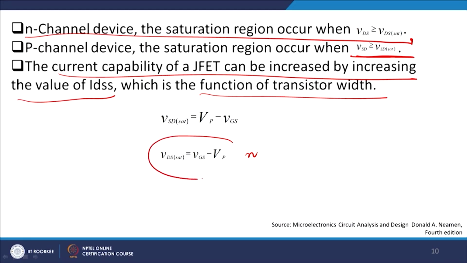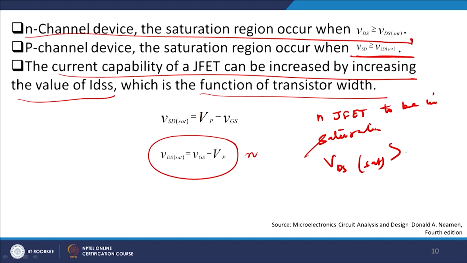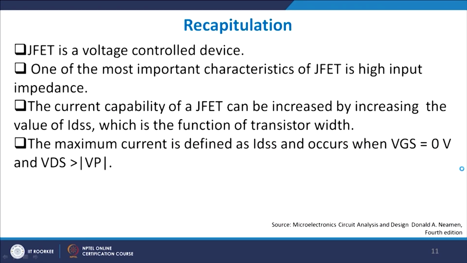As I discussed, for an N channel JFET, VDS sat should be equal to VGS minus VP, which means that for an N JFET to be in saturation, VDS should be greater than or equal to VGS minus VP. Please keep this in mind, where VGS is the gate to source voltage and VP is the pinch off voltage.